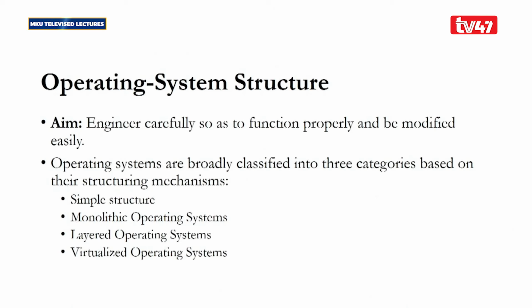So operating systems are broadly classified into 3 categories based on their structuring mechanisms. Here we have 4 listed, though we've said there are 3 main, but we have 4. We have the simple structure, whereby it's just a simple kind of structure. We have the monolithic operating system structure. We have the layered operating system structure, and then we have the virtualized operating system structure. We'll discuss each of the structures, starting from the simple structure.